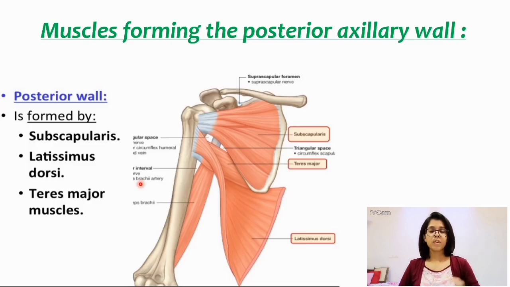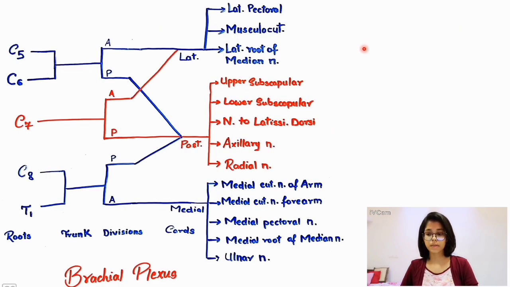Now, before approaching the relations of every part of this artery, you must be oriented for two important things. Listen, you can't just remember things for a long time by random learning. You must have a proper orientation for every concept behind it. Now, to memorize all the relations of the three parts of this artery, you must be oriented to two important things. First will be the muscles that form the posterior axillary wall, and next will be the brachial plexus.